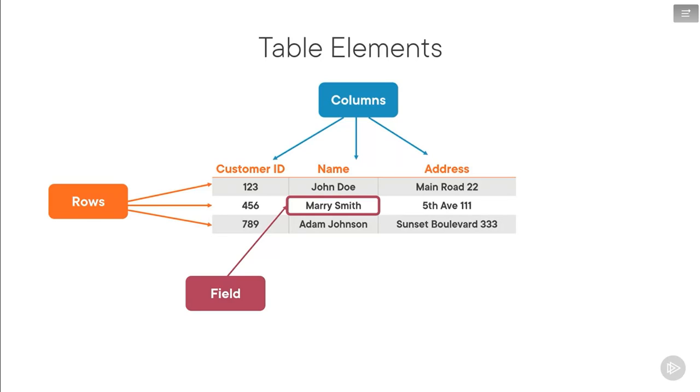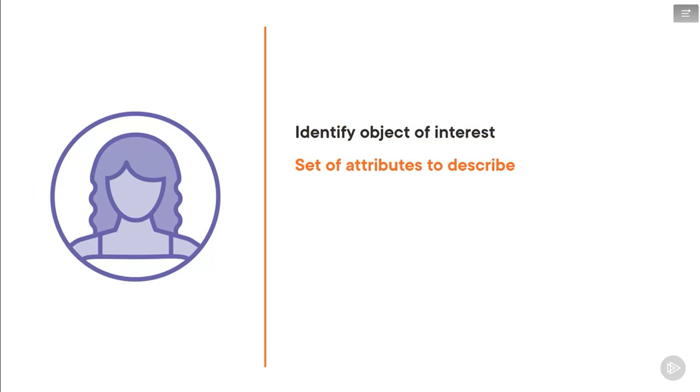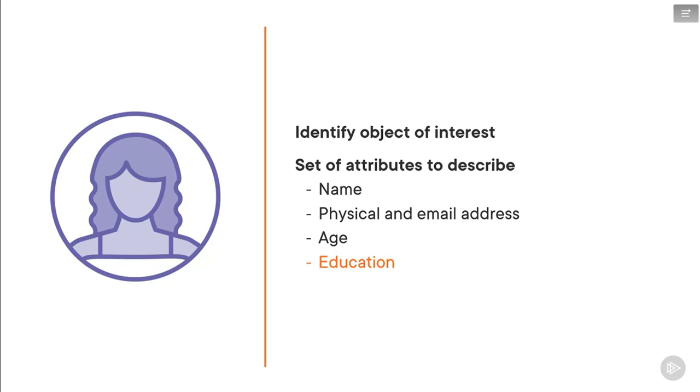Let's quickly iterate through the process of describing real-world objects as tables. Once you identify the object of interest, let's say a person, you may establish a whole set of attributes to describe the specific person, starting with the person's name, then physical and email address, all the way to age and education, for example. Dataverse offers a whole range of predefined standard tables that you can immediately start using in your business solution and quickly get up and running.